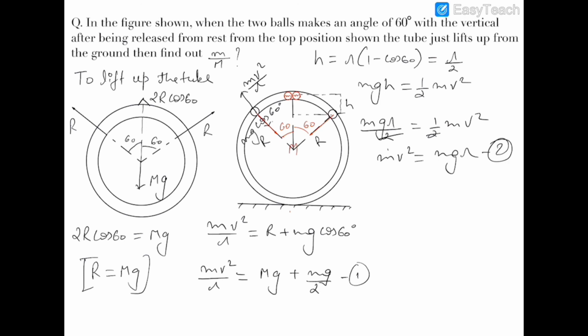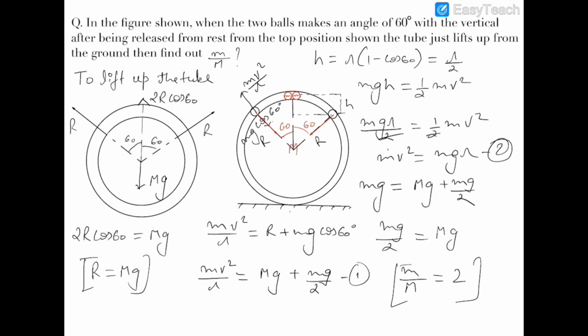Combining 1 and 2, we can say that small mg will be equal to capital Mg plus mg by 2. Therefore mg by 2 will be equal to capital Mg, and m upon M will be equal to 2. So this is the ratio which we are asked, that the mass of balls and mass of tube have a ratio of 2. Thank you.